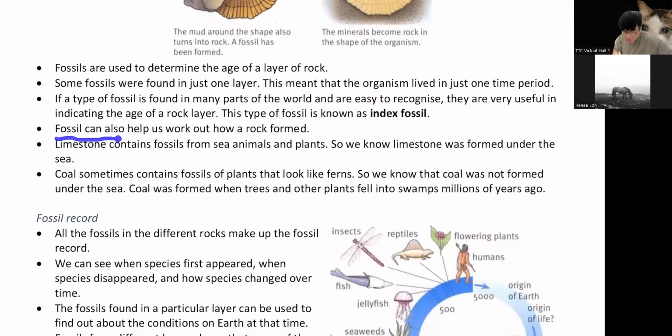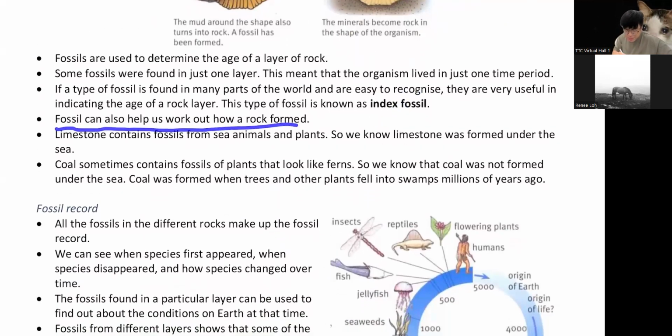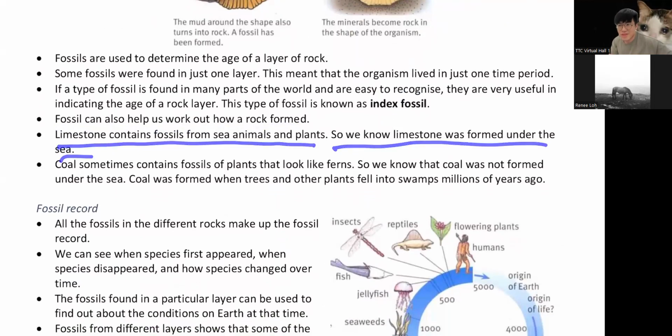So fossil can also help us work out how a rock is formed. Limestone contains fossil from sea animals and plants. So we know that limestone are formed under the sea. 因为他怎样知道 limestone 是 under the sea 呢？Because they only found sea animals and plants inside there. So whenever you see limestone, you know this thing used to be an ocean. That's why I say Malaysia is full of limestone. Just in case you don't know, Malaysia is full of limestone.